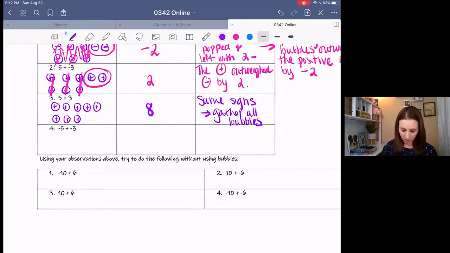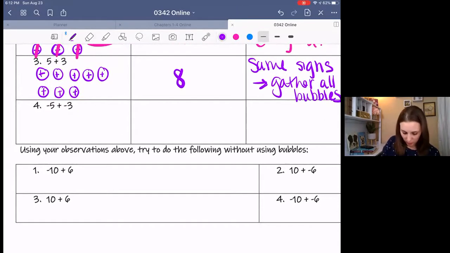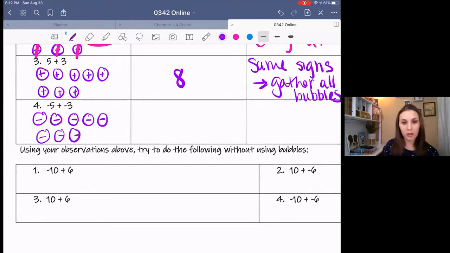Okay, last one, at least for practice with bubbles. Negative 5, negative 3. Do any bubbles pop? No. So they are all negative.